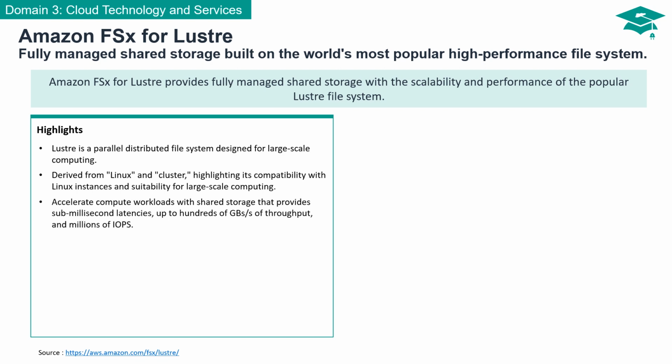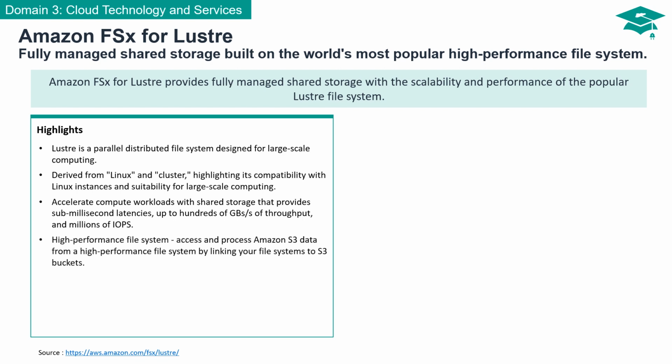Need speed? Amazon FSx for Lustre accelerates compute workloads with sub-millisecond latencies, up to hundreds of GBs/s of throughput, and millions of IOPS. Link your file systems to S3 buckets for high-performance file system access and processing of Amazon S3 data, seamless integration at its best.